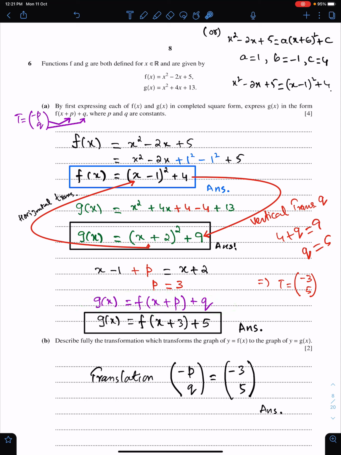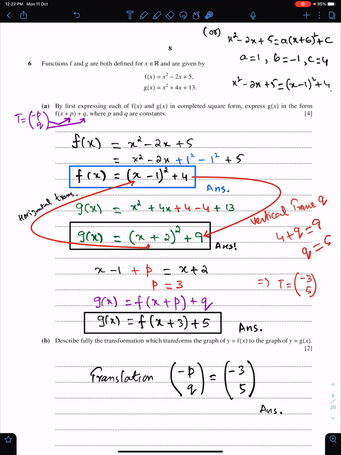So for the values of p and q, you just need to compare the x component of x. This is object and this is image. So object is equal to image with p, with horizontal component. So x minus 1 plus p is equal to x plus 2. This will give you the value of p. Similarly, when you compare the vertical components of both, 4 plus q is equal to 9. You will get the value of q.